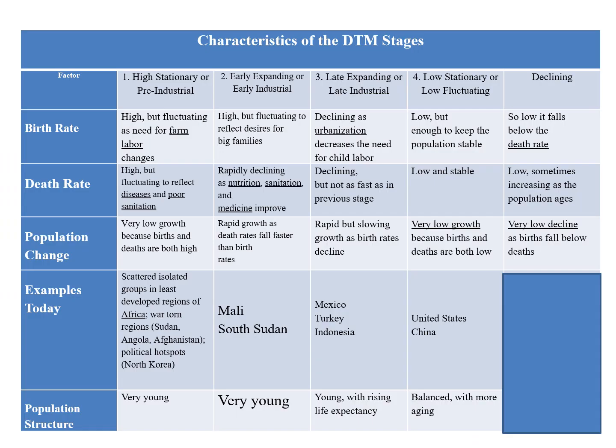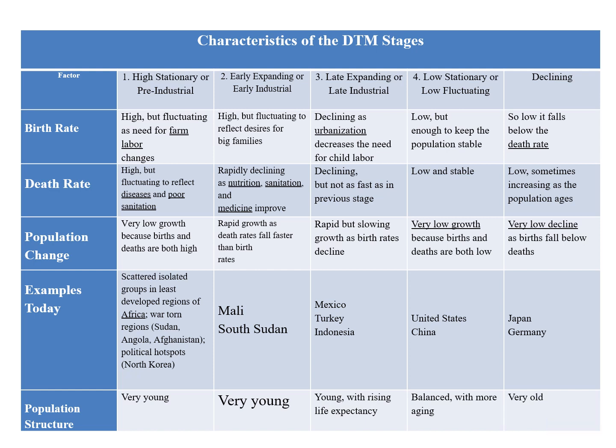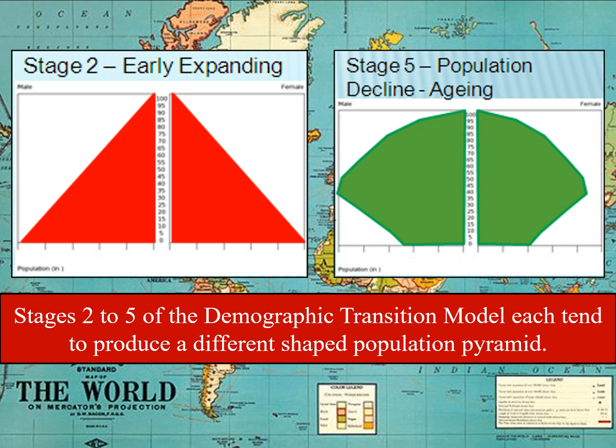So overall population change here, this is the only stage where we're going to see population actually decrease. So Japan, Germany, and Russia would be your best examples for stage 5. Your population structure here is going to be old. The majority of your population are going to be older adults. Stage 2 to 5 of the demographic transition model each tend to produce a different shaped population pyramid.